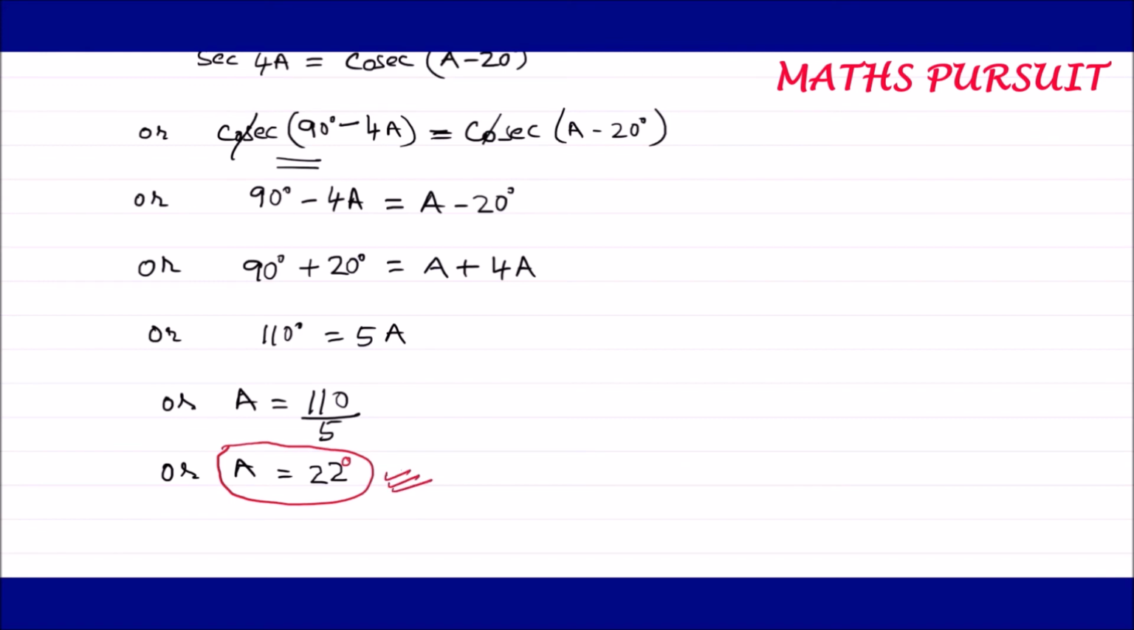Hope you understood this calculation and process. This is very simple and very straightforward. You can just take into account the trigonometric identities and prove the given result or find out the values.